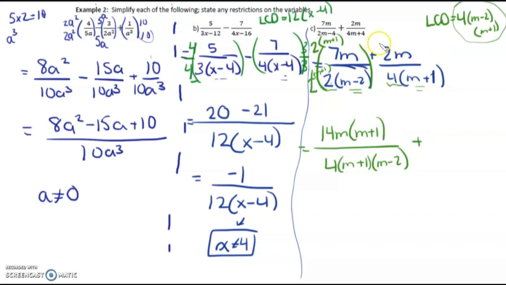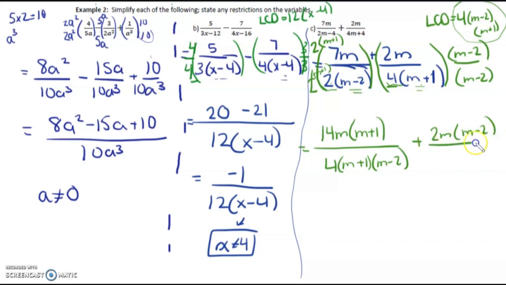Okay, and then the second rational, we don't have to multiply the 4. We have m plus 1, so we just have to multiply by m minus 2 over m minus 2. So I actually get 2m, m minus 2, and then over the same denominator, 4, m plus 1, m minus 2.